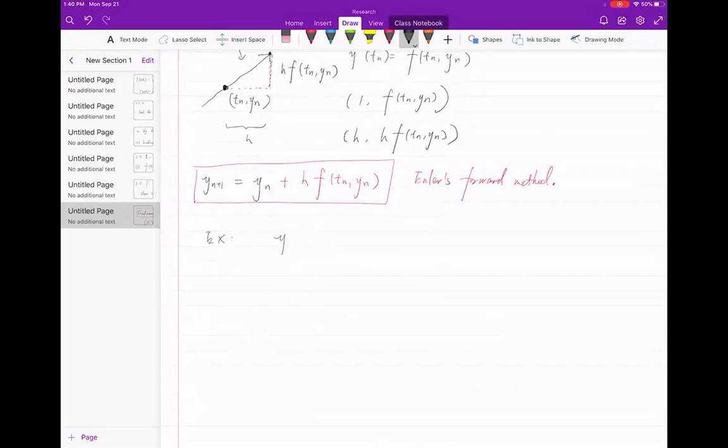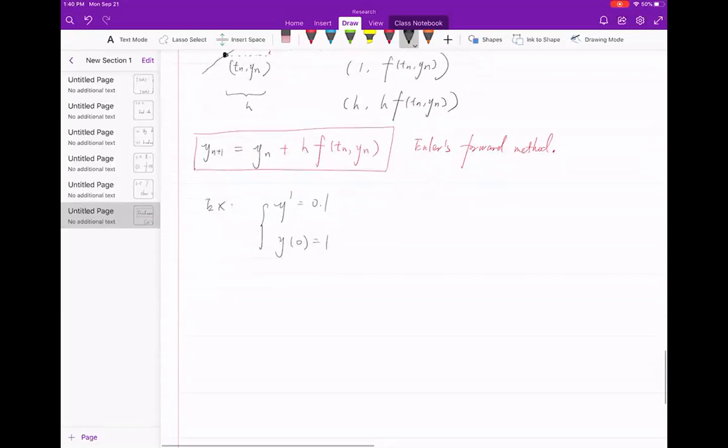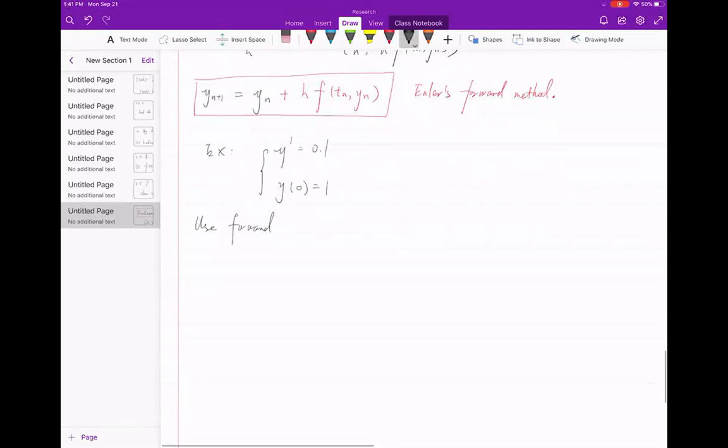Let's take an easy one. Y prime equals 0.1 y. Y0 equals 1. Use forward Euler's method to compute y 0.2 with h equals 0.1.